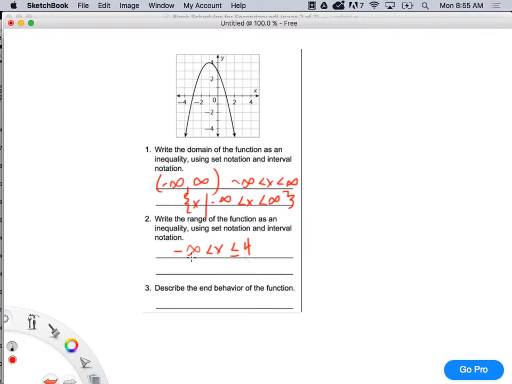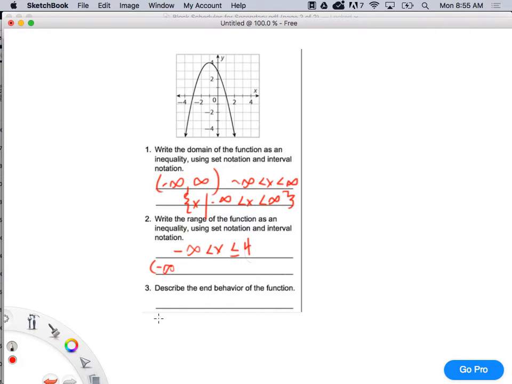Yes, ma'am? How come it's not negative infinity, positive infinity? Because the arrows are going down. Because for the range, that's your thinking and behavior. The range, it starts at negative infinity and goes up to positive 4. End behavior is the next one, where it's both negative and infinity.